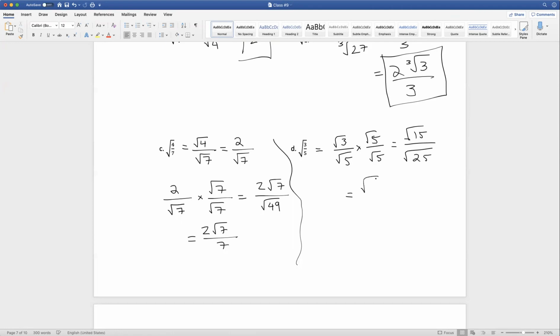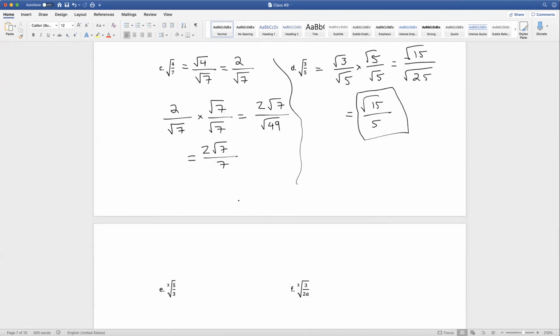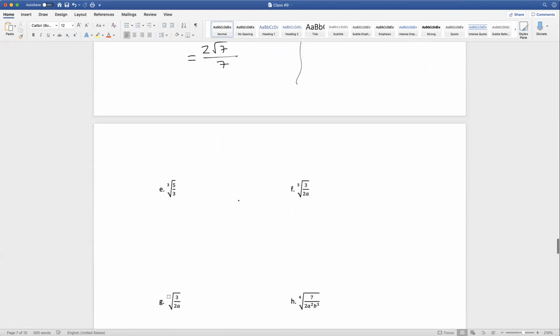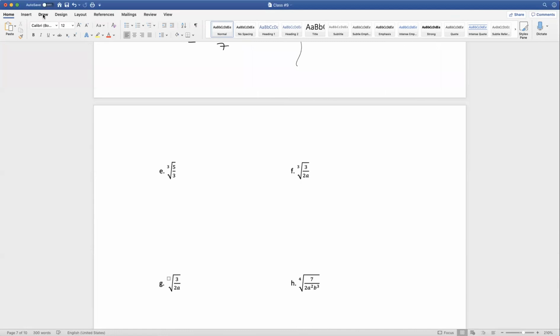Numerator, now I have the square root of 15. Denominator, the square root of 25 is 5. So that's this guy simplified completely, the square root of 15 over 5. Okay, let's take a look at a few more examples of these guys.